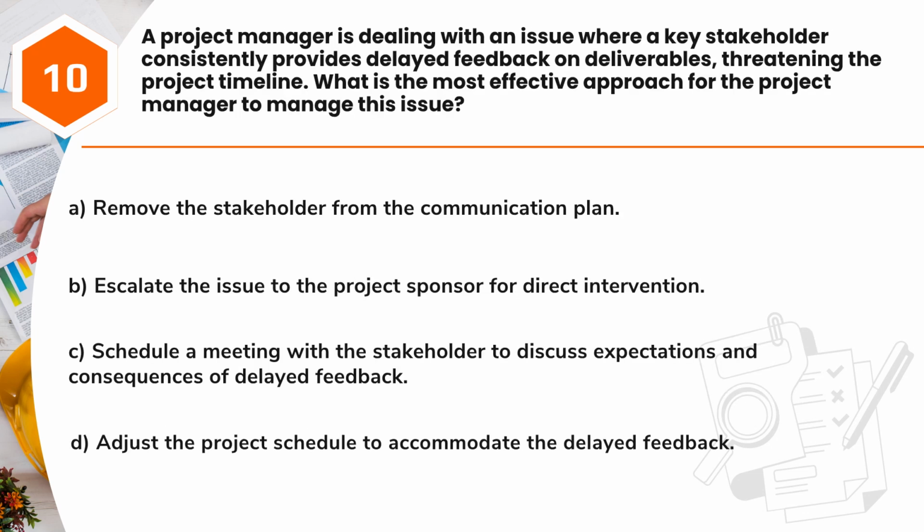Question 10. A project manager is dealing with an issue where a key stakeholder consistently provides delayed feedback on deliverables, threatening the project timeline. What is the most effective approach for the project manager to manage this issue? A. Remove the stakeholder from the communication plan. B. Escalate the issue to the project sponsor for direct intervention. C. Schedule a meeting with the stakeholder to discuss expectations and consequences of delayed feedback. D. Adjust the project schedule to accommodate the delayed feedback.